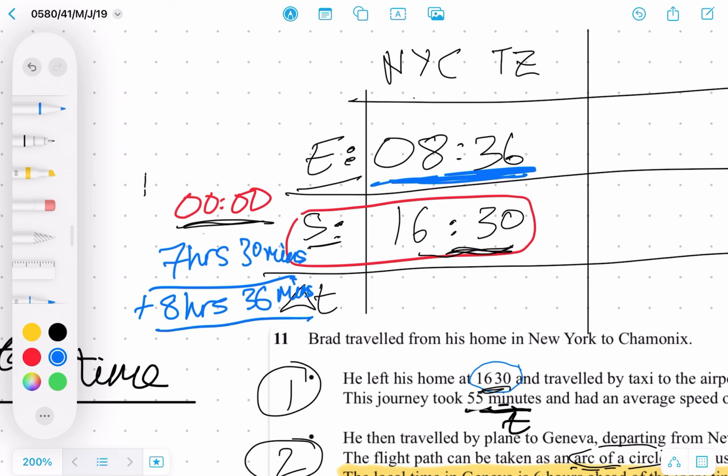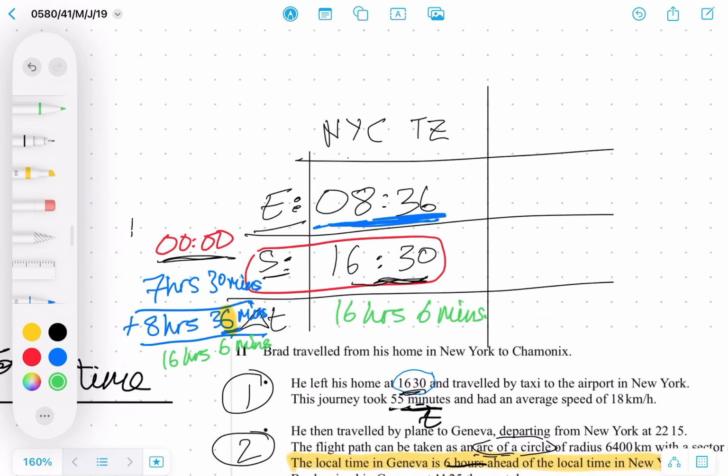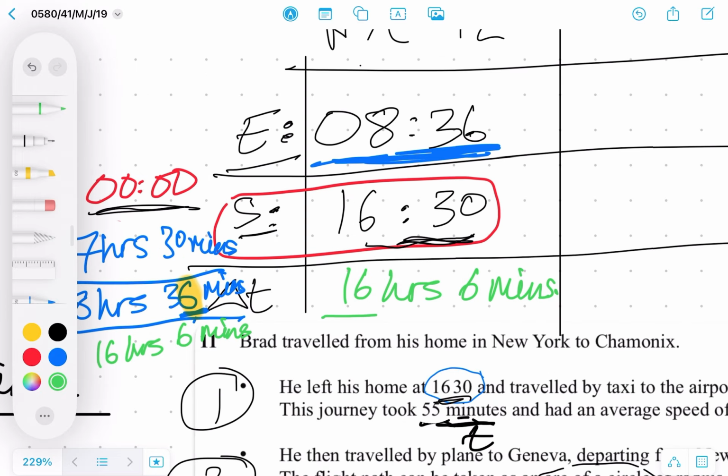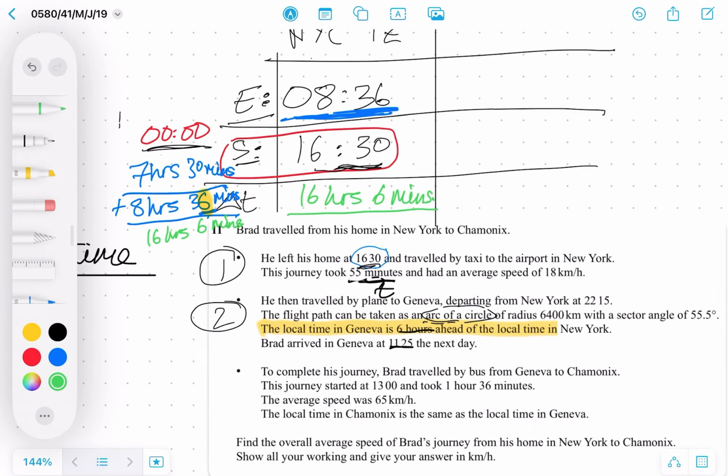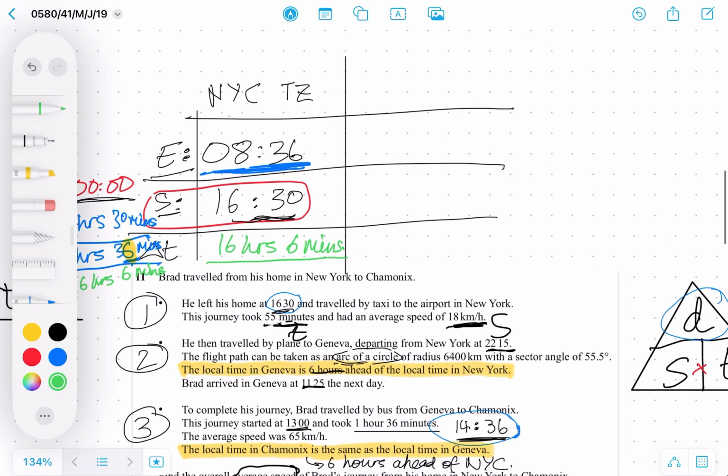But then we've got the extra 6 minutes right here. So therefore the total is 16 hours and 6 minutes. So we find that that is the time taken for his entire journey.